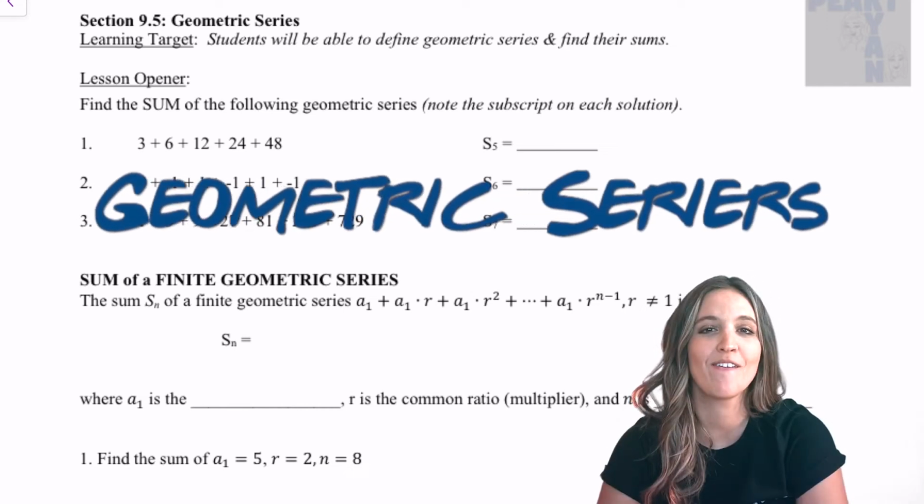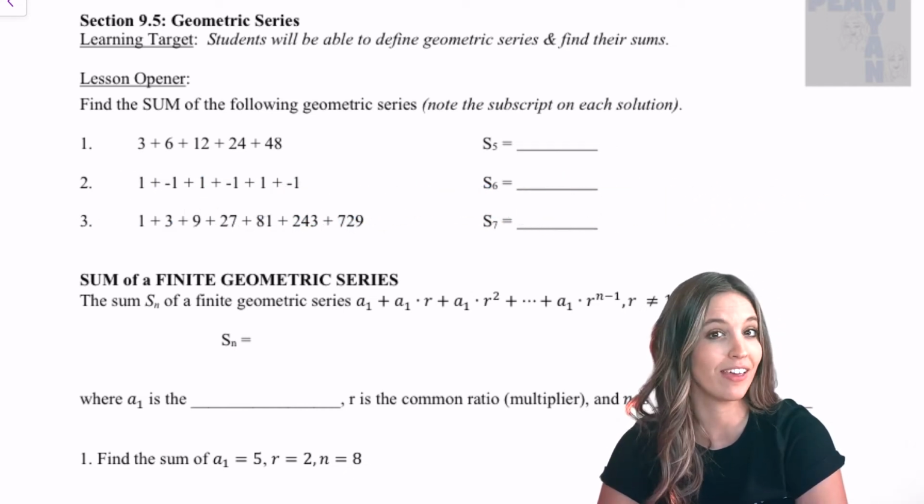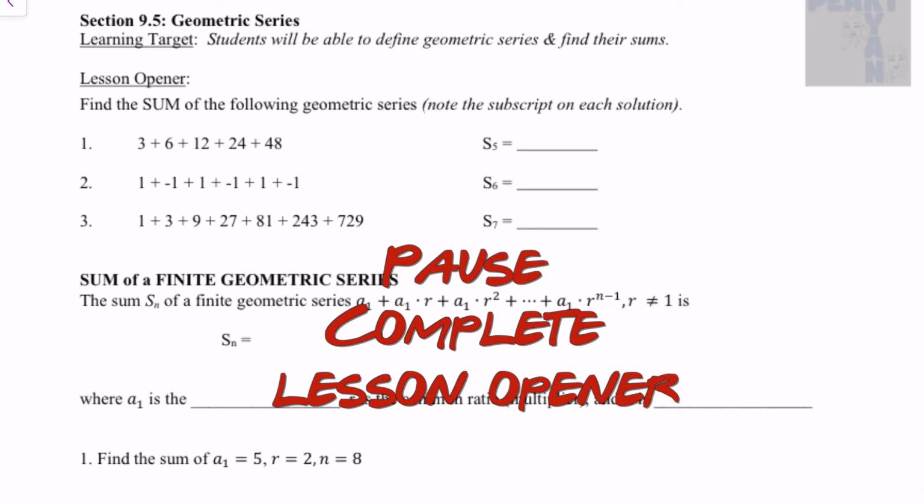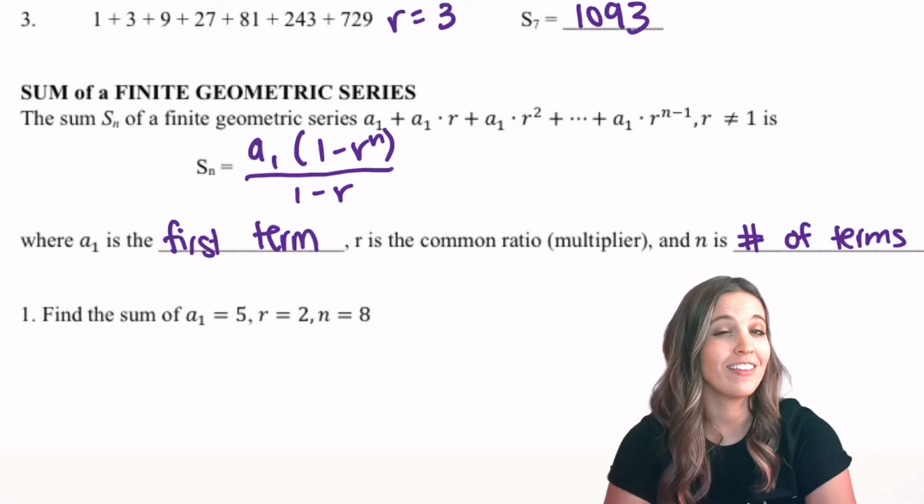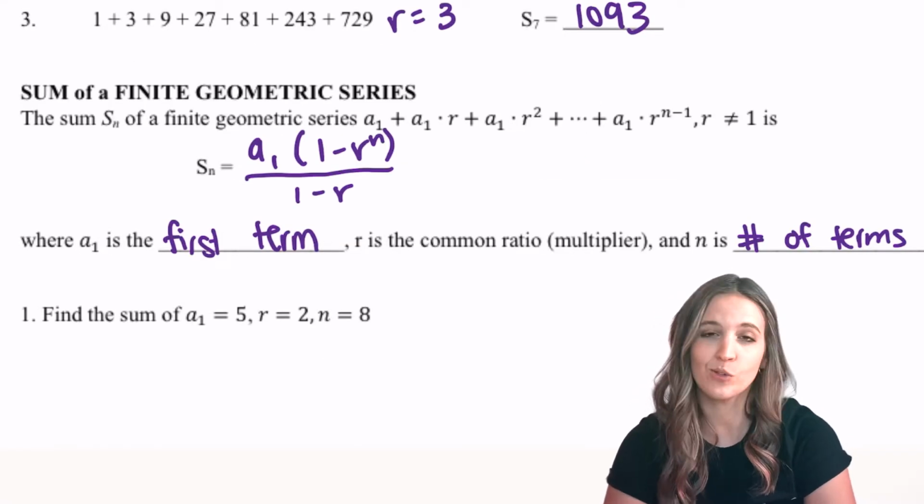Geometric series. Verify each series is geometric in the lesson opener, and then find the sum. Each series does have a common ratio, and the sums are given. Check your work. To find the sum of a finite geometric series, we have a formula.